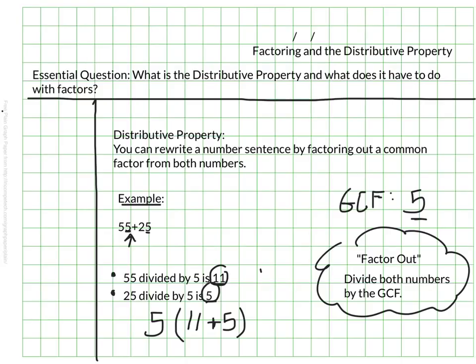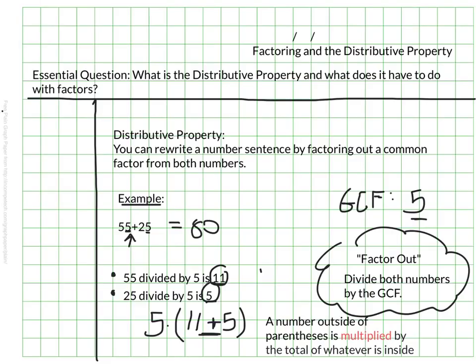And one thing to note is what parentheses mean in mathematics. In math, the number outside of a parentheses is multiplied. It's a symbol of multiplication. And you multiply it by anything that's inside the parentheses, the total of whatever is inside. So that's just something to be aware of and make note of as we move forward. If I look at this, I know 11 plus 5 is 16, and 16 times that 5 is 80. I get 80 just like I would have if I had just added it together. So both answers get me the same thing. They are equivalent.